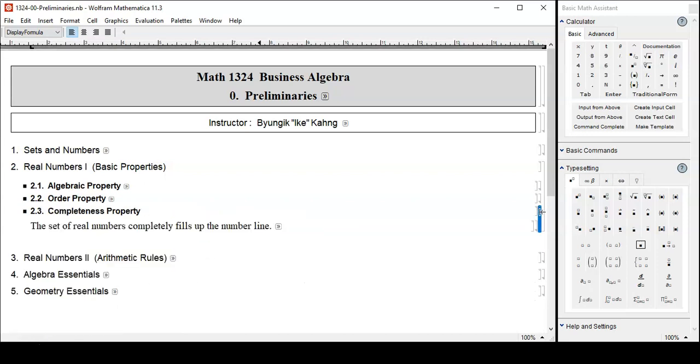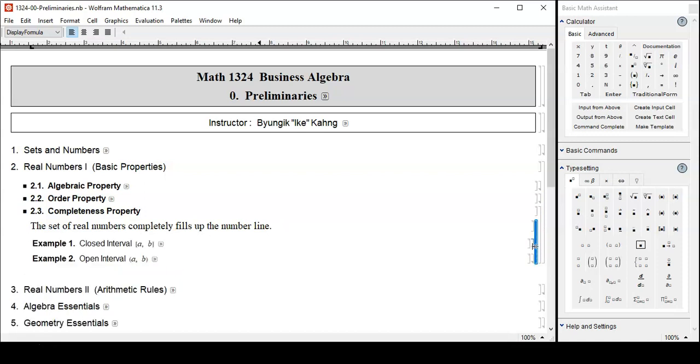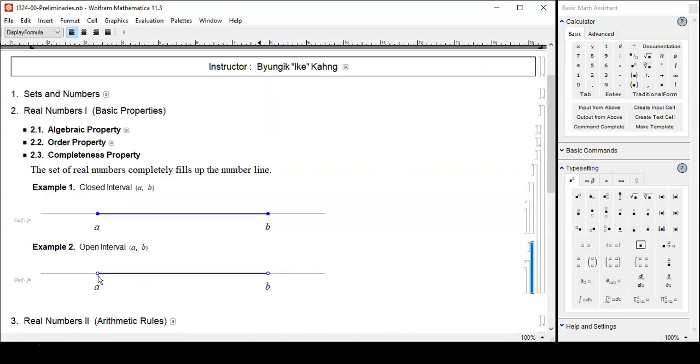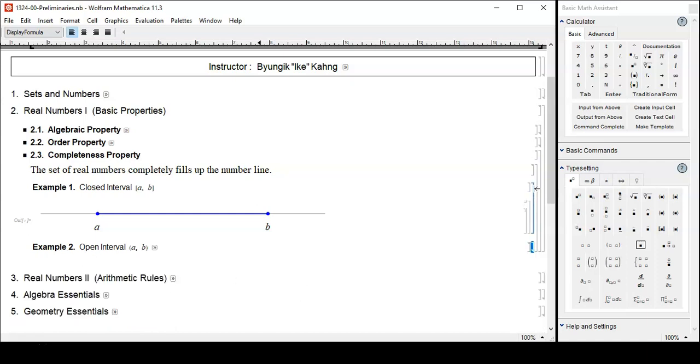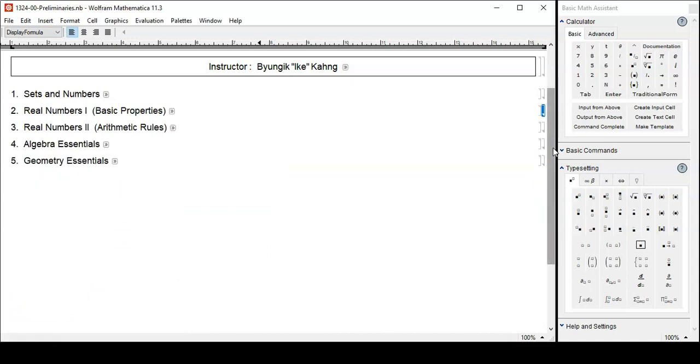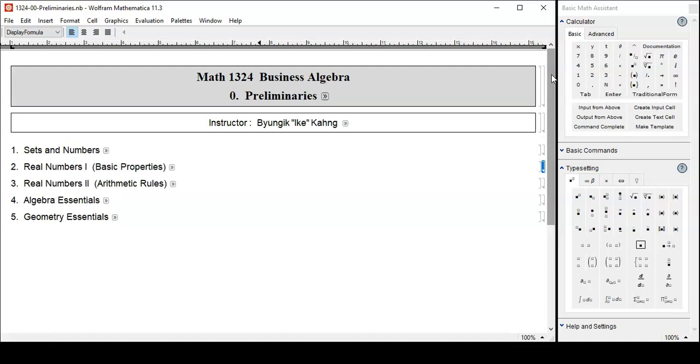Okay, finally the completeness property. The set of real numbers completely fills up the number line, so we can do geometry or we can do intervals and things like those. Graphs, all those are associated to these. Here's an example: closed interval A to B. Here's an open interval A to B, excluding the endpoints. And then, of course, we can consider half open, half closed. We saw those before in section 1. So much for the basic properties of real numbers.